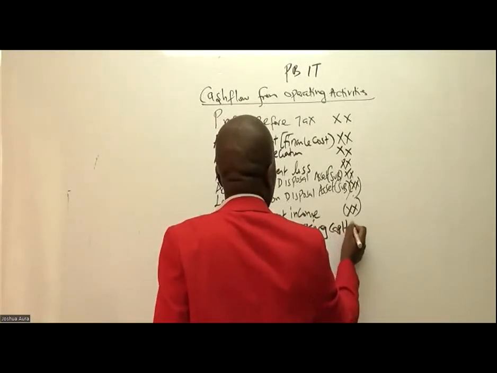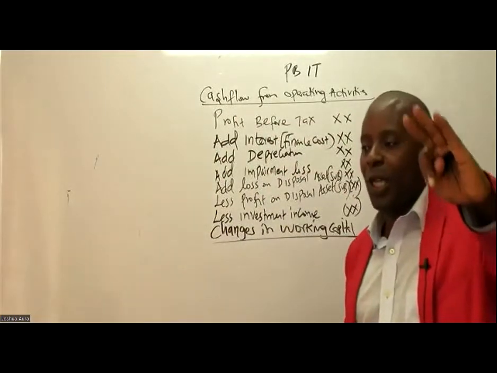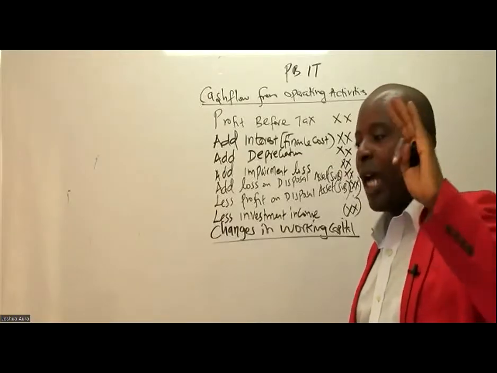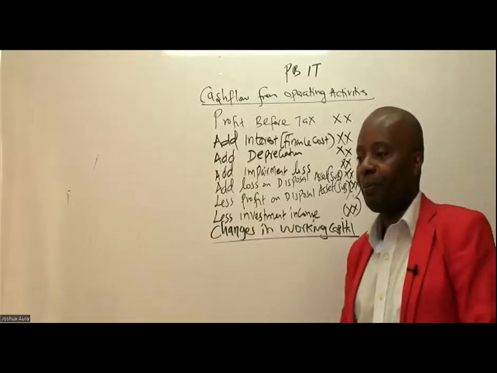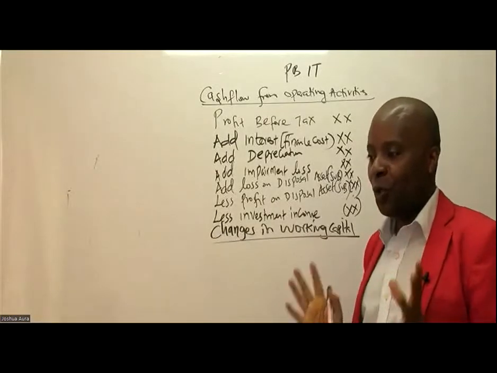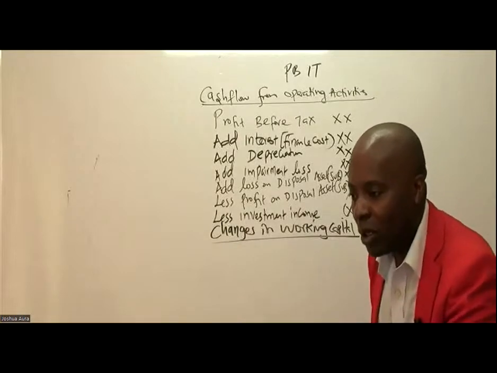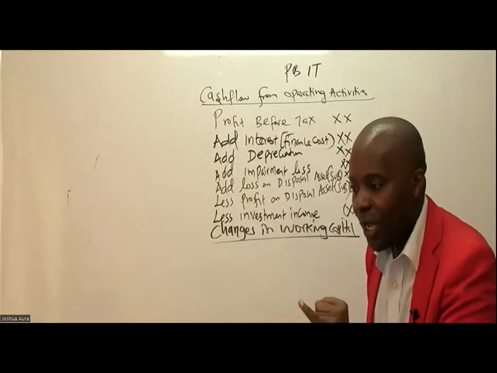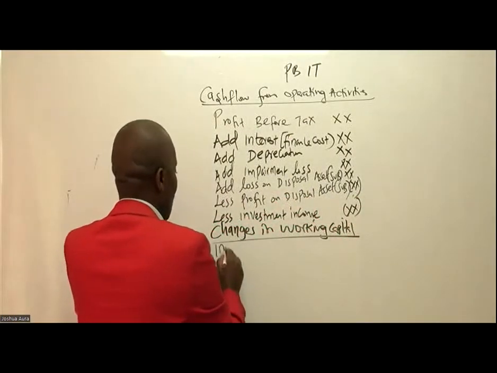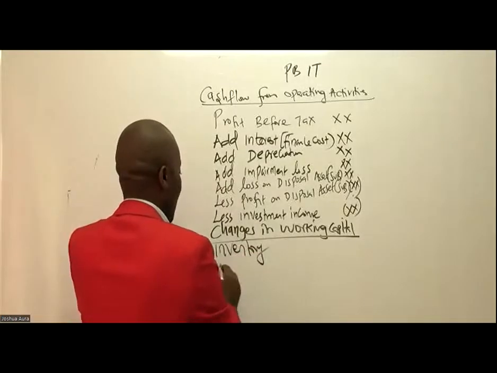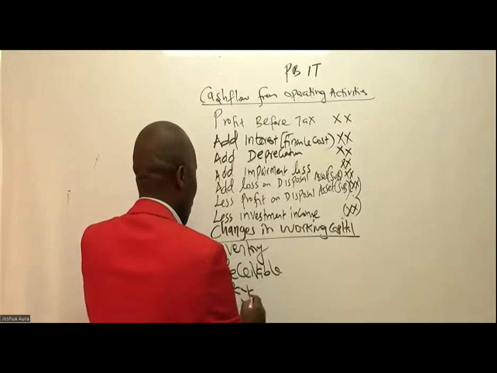So when we talk of working capital, we have three items that we have to look at. Which items are these? The three items which constitute our working capital. So we have inventory, we have receivables, we have payables. Thank you very much. So I'll write them first here: inventory, receivable, payable.